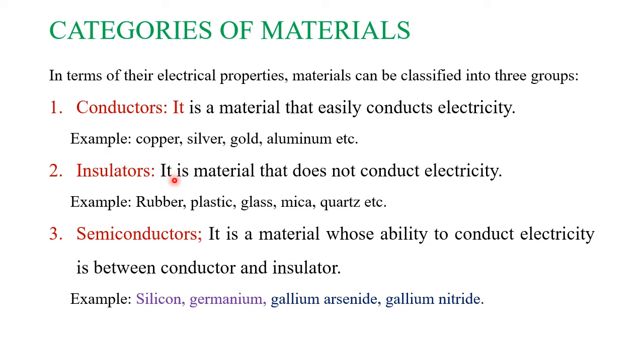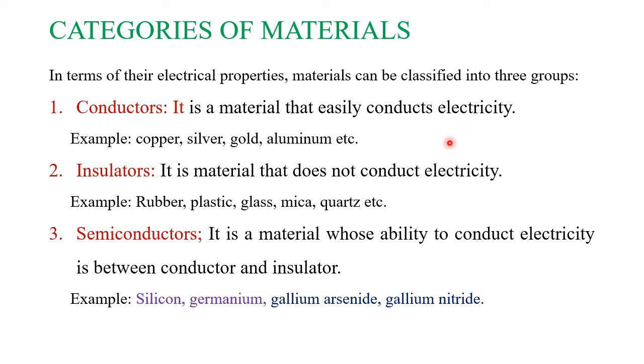And insulators are the materials that don't conduct electricity. For example, rubber, plastic, glass, mica. And semiconductors are the materials whose conductivity lies between conductor and insulator, or the ability to conduct electricity lies between conductor and insulator. Examples: silicon, germanium, gallium arsenide, and gallium nitride. So in general, we can state it like that.